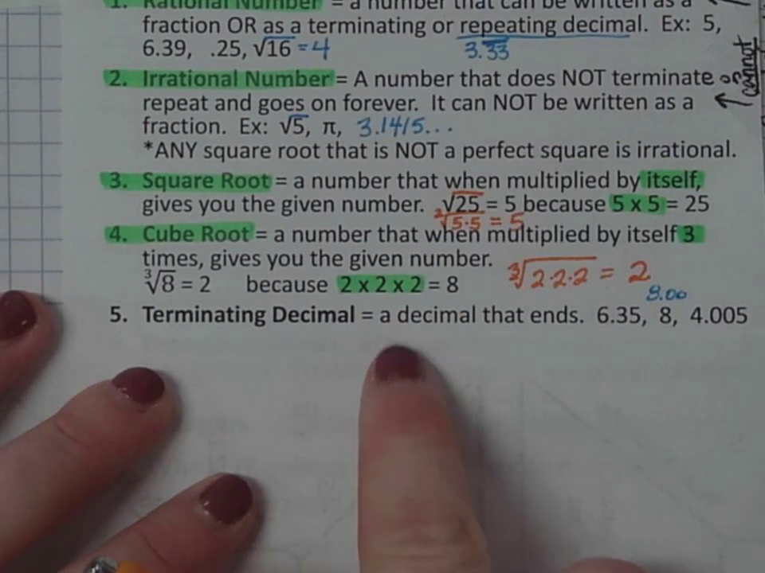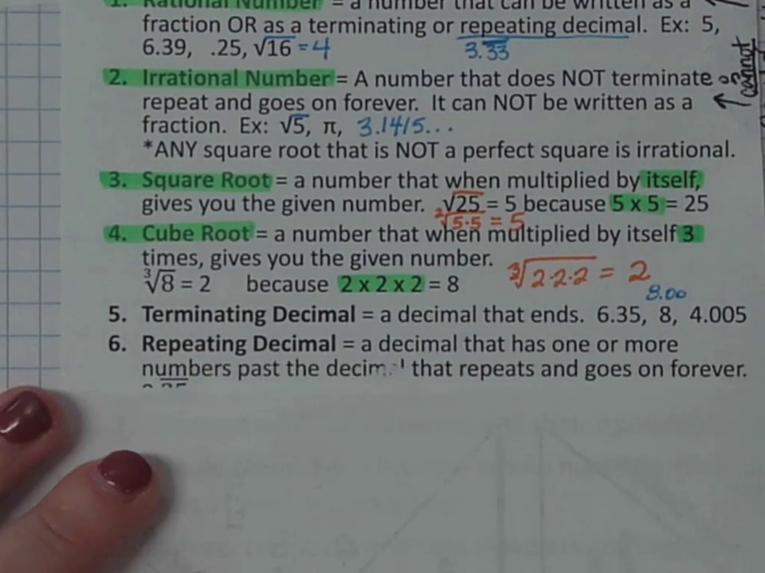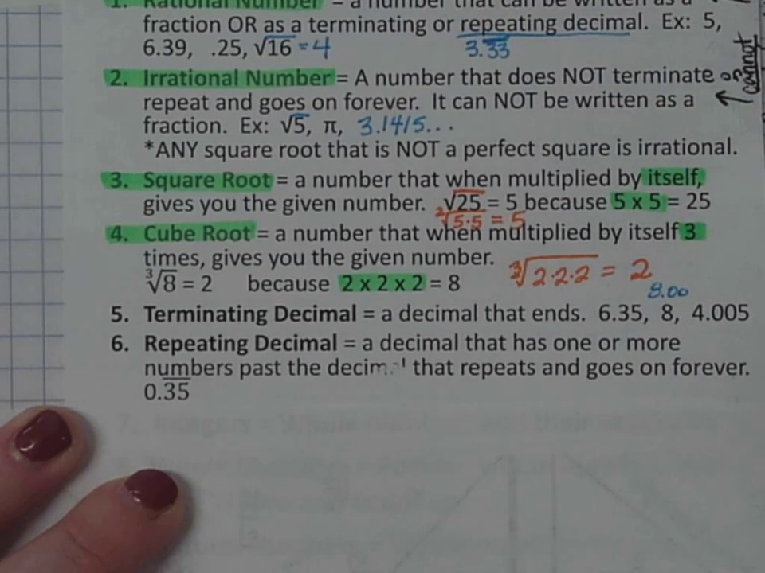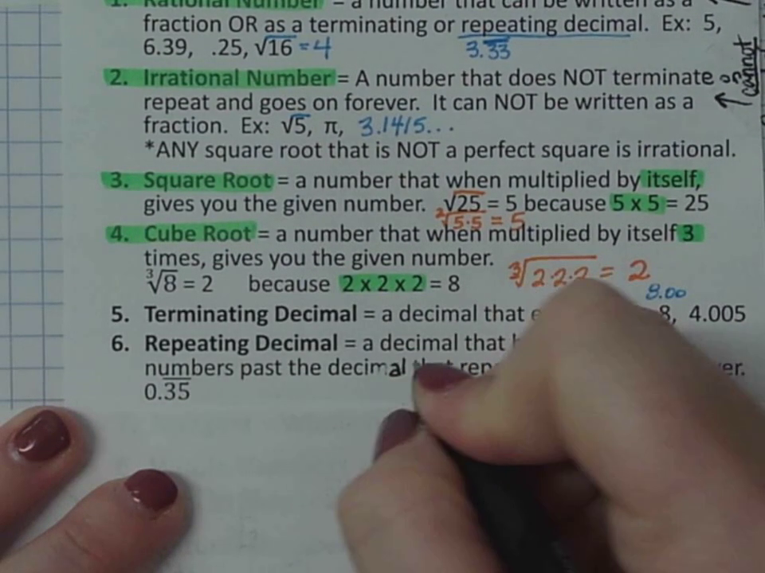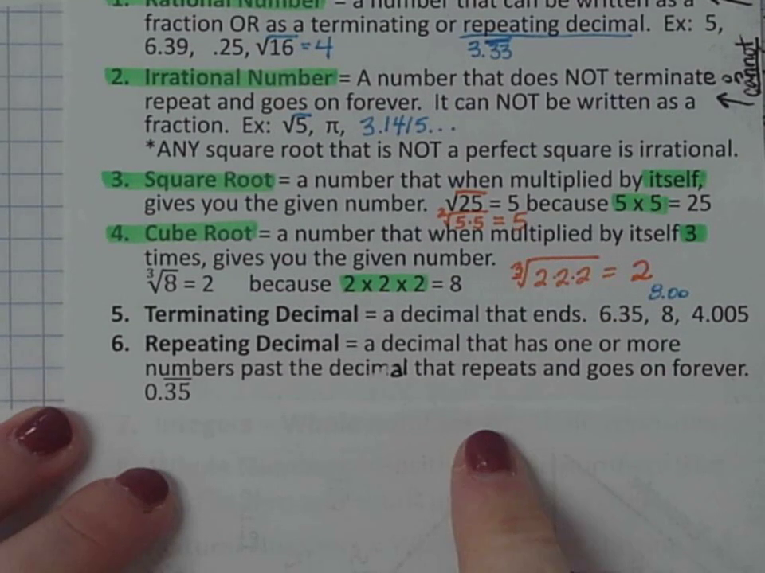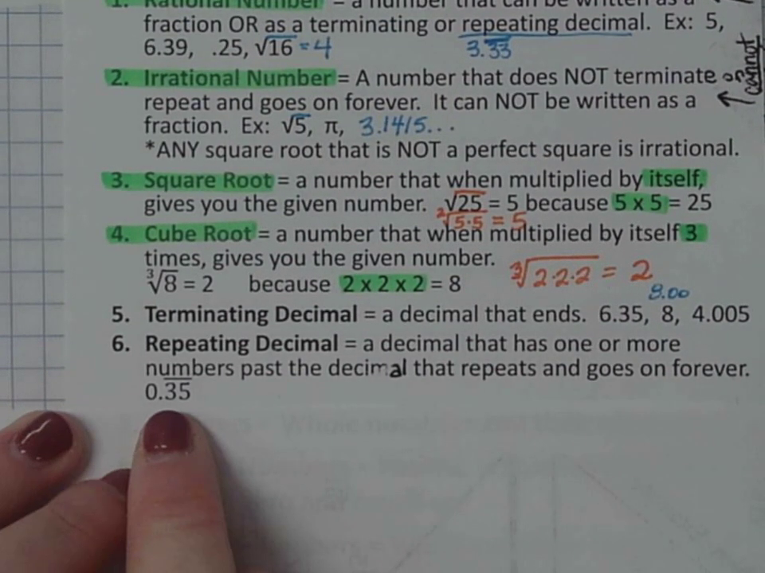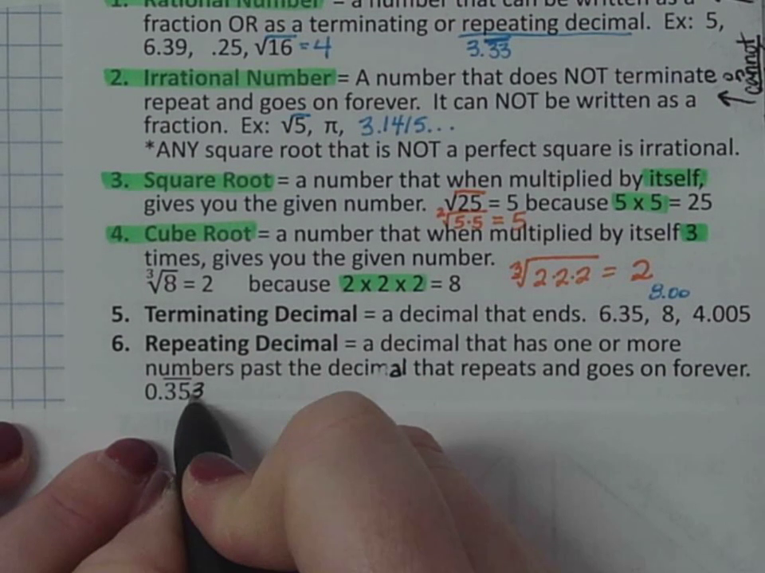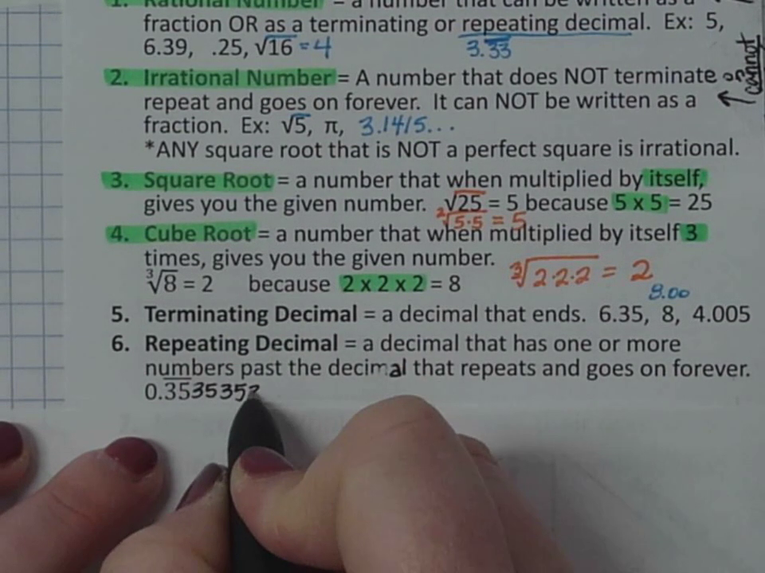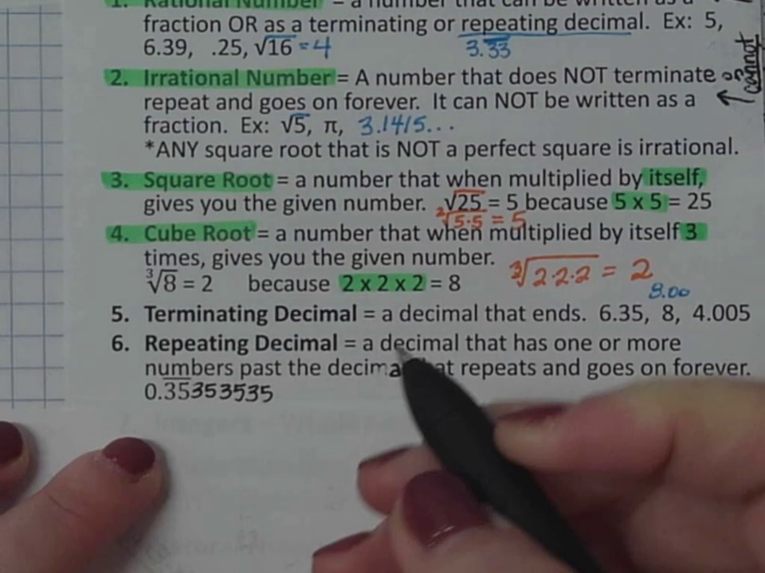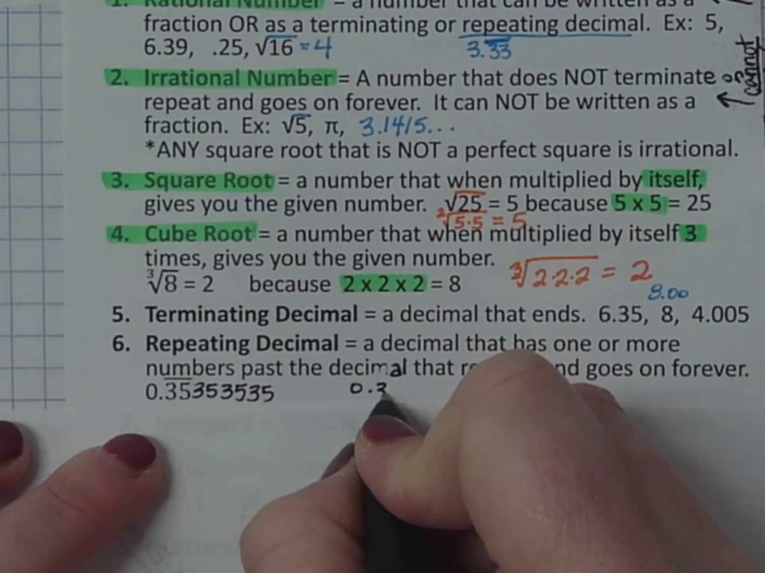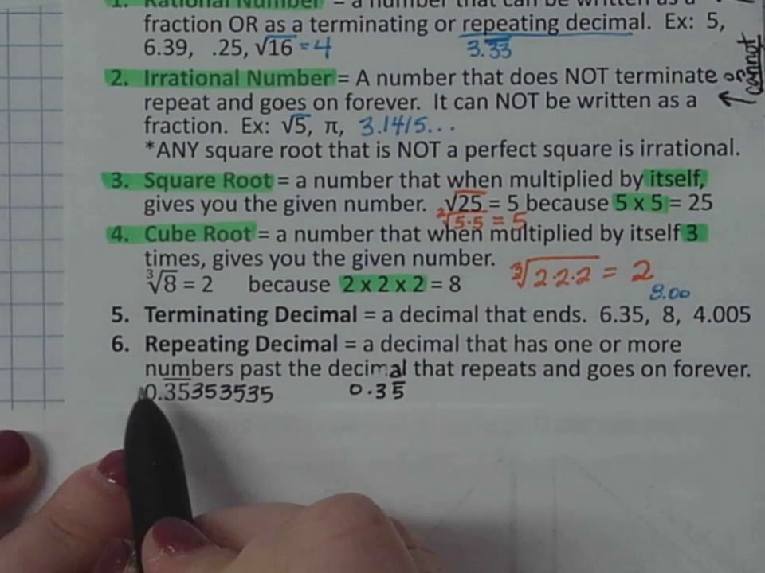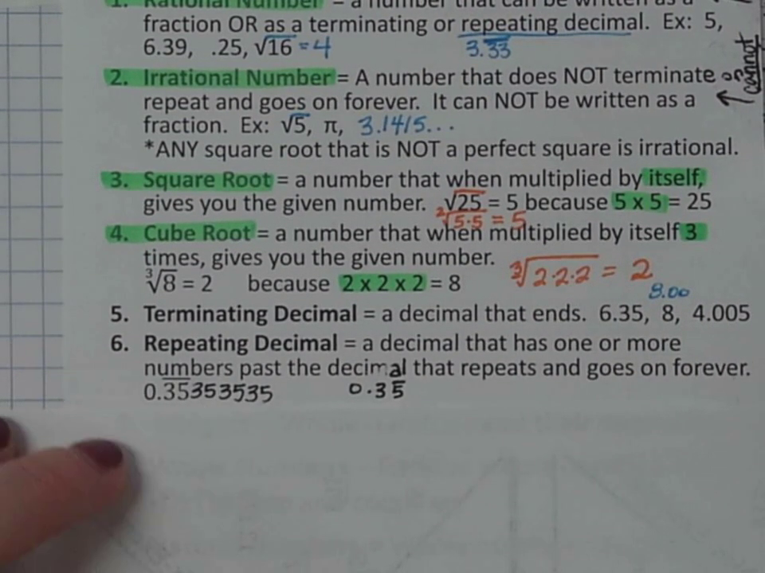Okay, terminating decimal we talked about. It's when the decimal ends. A repeating decimal, a decimal that has one or more numbers past the decimal and goes on forever. Sorry, I tried taping and then I pulled up the letters like I did a minute ago. So if it's 0.35, I could keep writing it as 353535, because notice where the bar is. If it said 0.3 and then only had the bar above the 5, then only the 5 is repeating. So pay attention to how long that bar is.